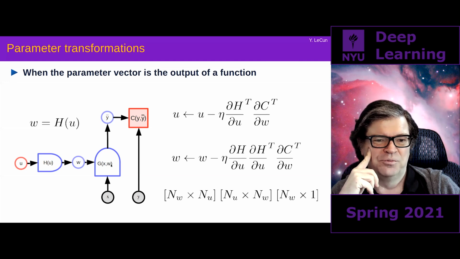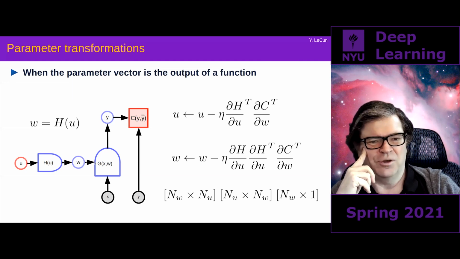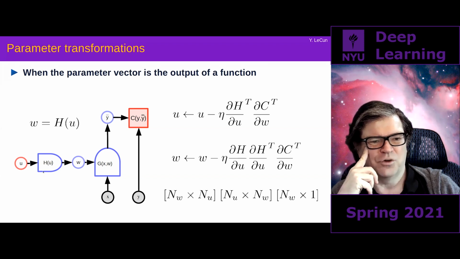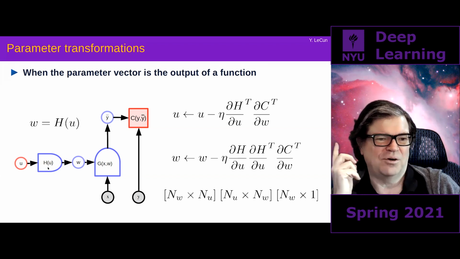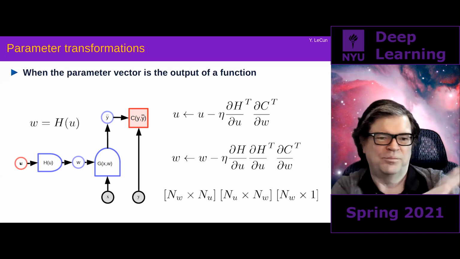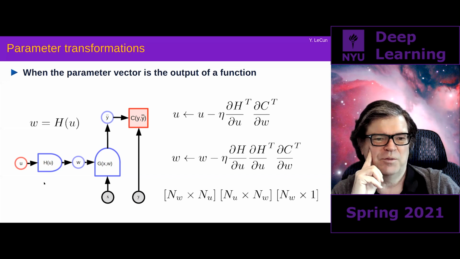But then the W is another input to that system. It's not an internal parameter. It's another input, another variable. That is the output of some function H of U that itself has inputs or parameters that we're going to learn. So these might be either learned parameters or inputs from some other source, okay? Let's say they are learned parameters, which is why I circled them in red.